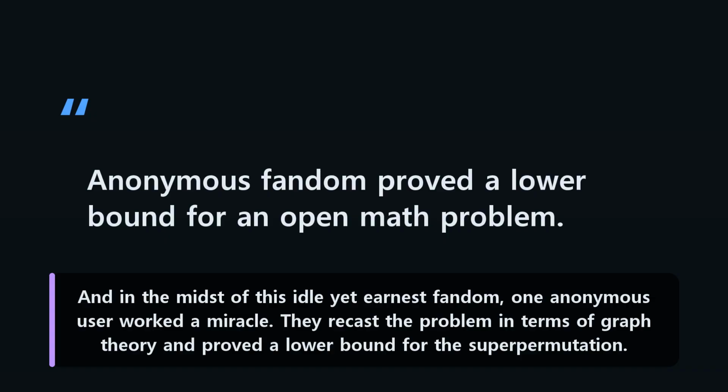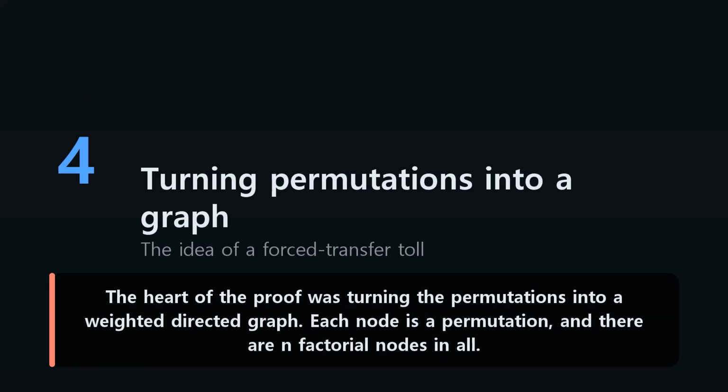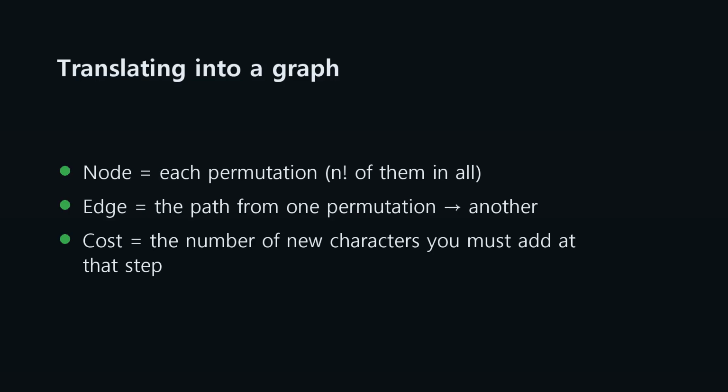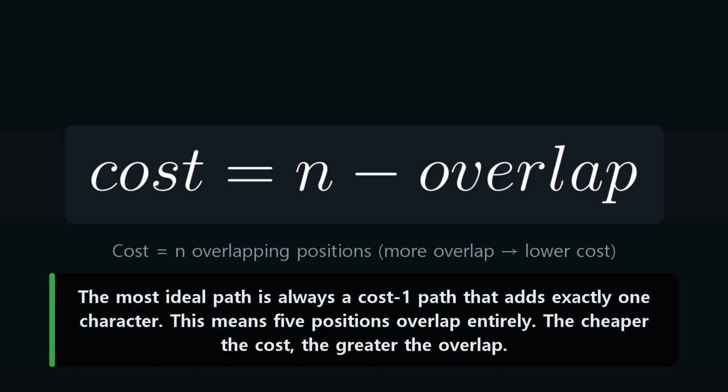They recast the problem in terms of graph theory and proved a lower bound for the superpermutation. The heart of the proof was turning the permutations into a weighted directed graph. Each node is a permutation, and there are n factorial nodes in all. An edge, a path from one permutation to another, carries a cost. That cost is the number of new characters you must add to make the crossing. The most ideal path is always a cost 1 path that adds exactly 1 character.